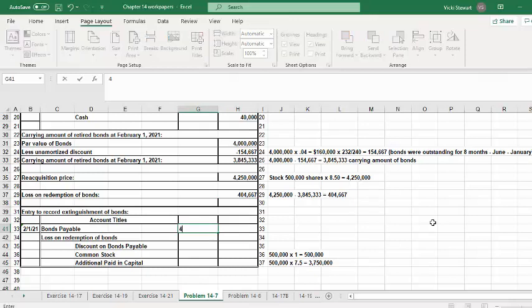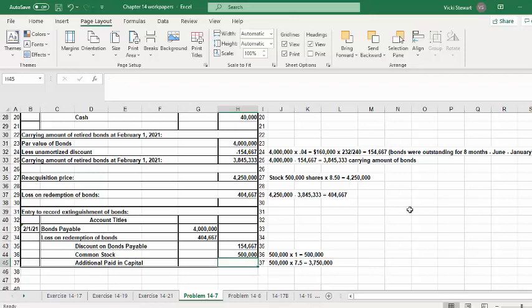Now we can record the entry for the extinguishment of the bonds. First, we will debit bonds payable for the face amount of the bonds, which is $4 million. Then we will debit the loss on the redemption of the bonds, which is $404,667. Next, we will credit the remaining or unamortized discount on the bonds payable, which is $154,667. Next, we will credit common stock for the par value of the 500,000 shares. The par value was $1, so we would credit common stock for $500,000.